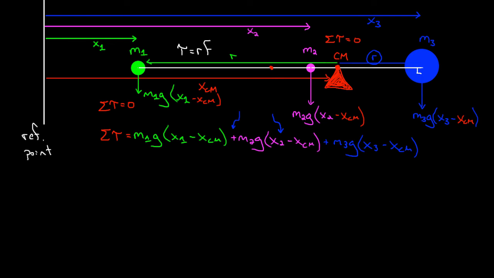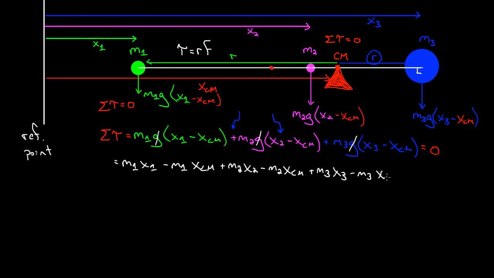And so we're going to set this whole thing equal to 0. And we can clean it up a little bit. There's g everywhere, so we can get rid of g. It doesn't matter. This would work on any planet. And now I'm just going to distribute. I'm going to have m1 times x1 minus m1 times x center of mass, plus m2 times x2 minus m2 times x center of mass, plus m3 x3 minus m3 times the x center of mass, all equals 0.